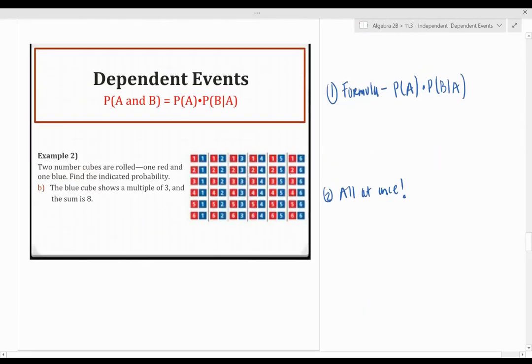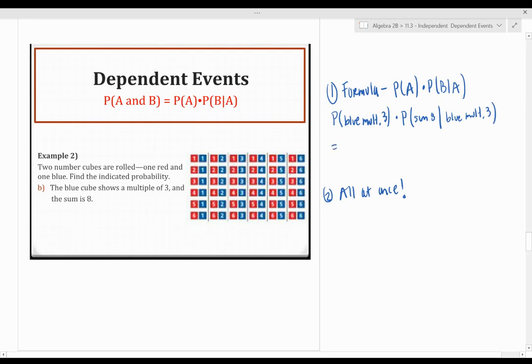Again, I'll show you both methods so you can try them on your own in a minute. Same 2 number cubes being rolled, 1 red, 1 blue. What's the probability that the blue shows a multiple of 3 and the sum is 8? So I'm going to try and find the probability that the blue is a multiple of 3, and then multiply that by the probability that I get a sum of 8 given that the blue multiple of 3 already occurred.